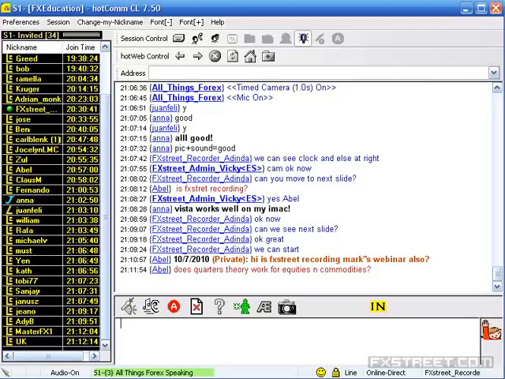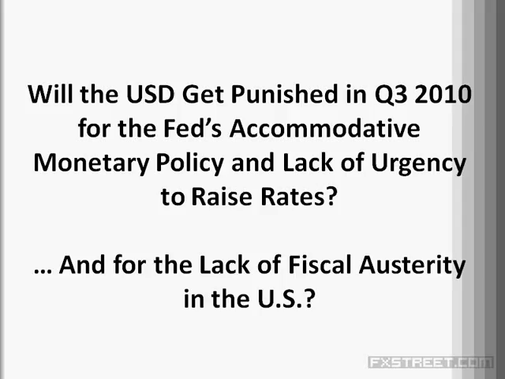the main question that we were asking in my previous outlook webinar was, will the U.S. dollar get punished in the third quarter of 2010 for the Fed's accommodative monetary policy and lack of urgency from the Fed to raise interest rates, and also for the lack of fiscal austerity in the United States. So these were valid questions that we asked about 3 months ago. And anyone who's asked themselves these questions has probably seen what has happened throughout the third quarter.